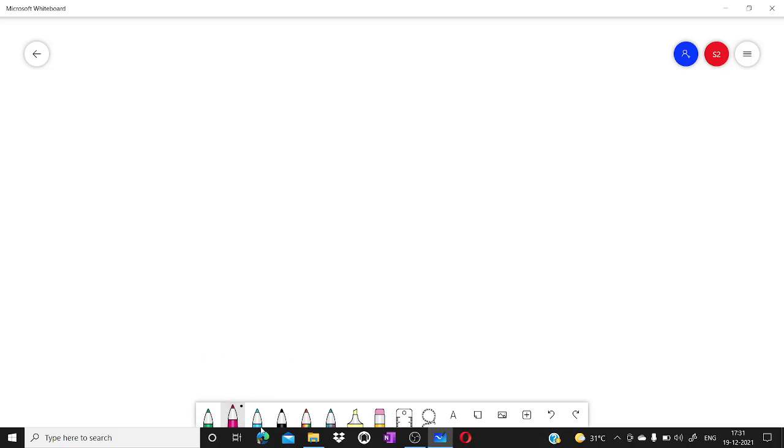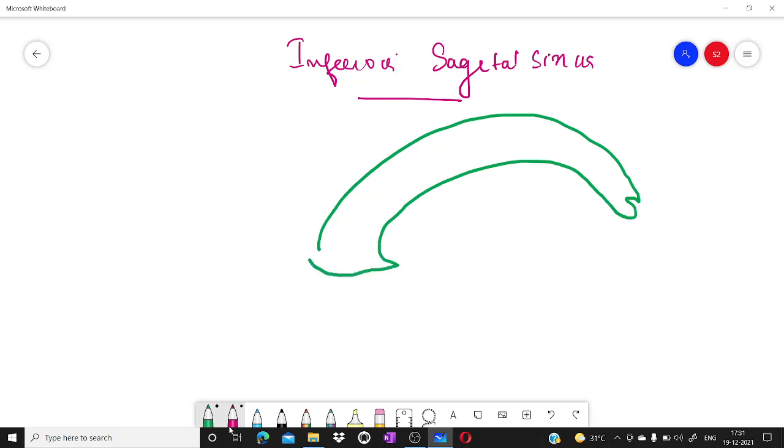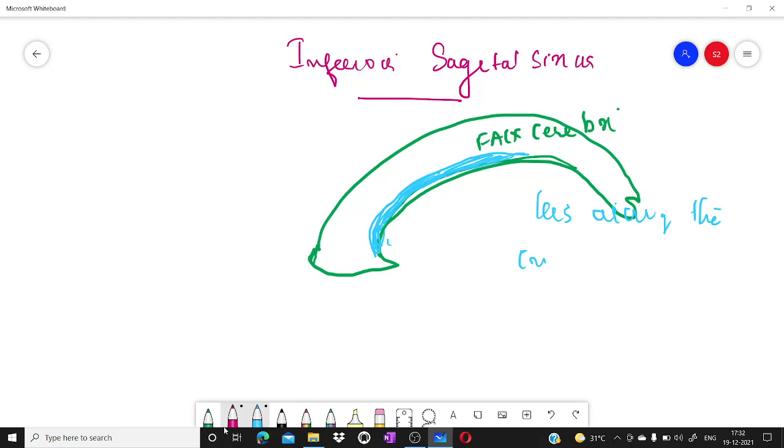The next sinus which we are going to discuss is the inferior sagittal sinus. For that, I am again drawing the falx cerebri, the sickle-shaped dural fold. We can see there is an inferior border which is free. So this is the falx cerebri. Lying along the inferior border of the falx cerebri, you can see another dural venous sinus. This is the inferior sagittal sinus, lying along the inferior border of the falx cerebri.